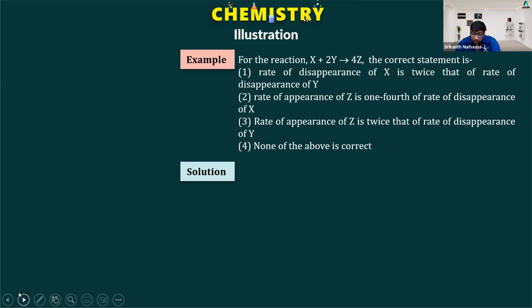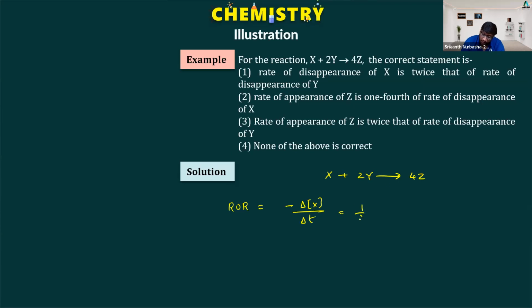You try to answer this question. For the reaction x plus 2y gives rise to 4z, the correct statement is: you can write down rate of reaction is equal to minus change in concentration of x by time required for that change, half of minus change in concentration of y by time required for that change.